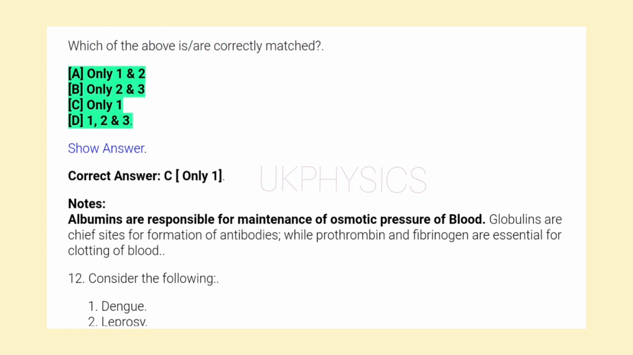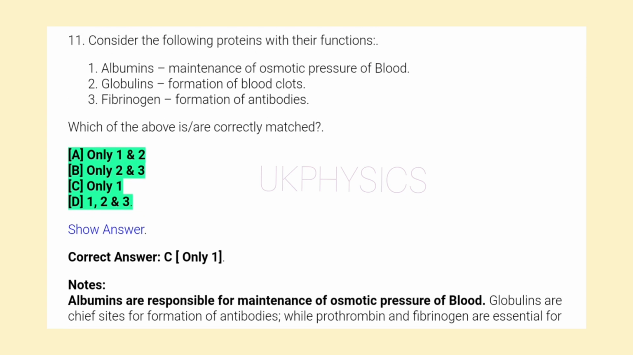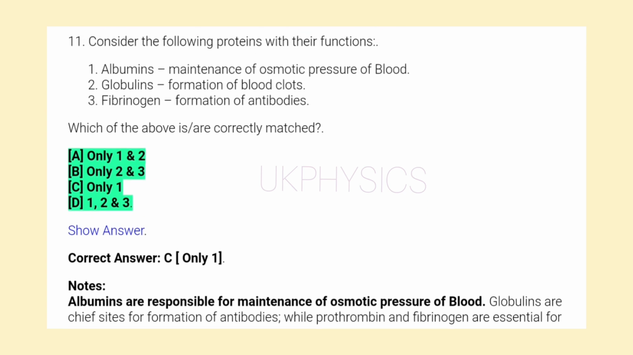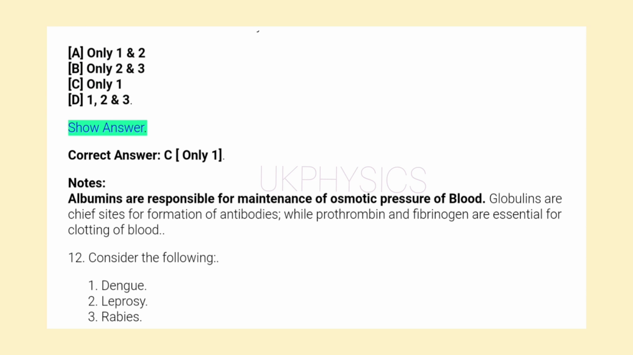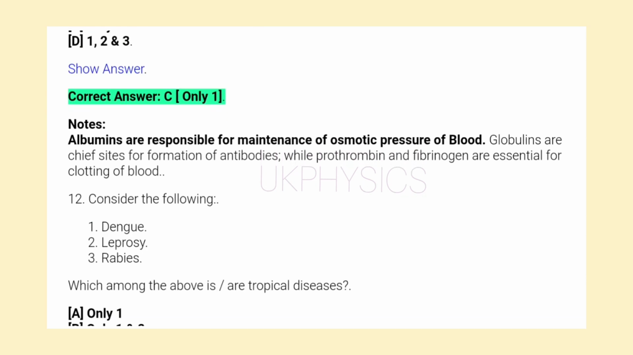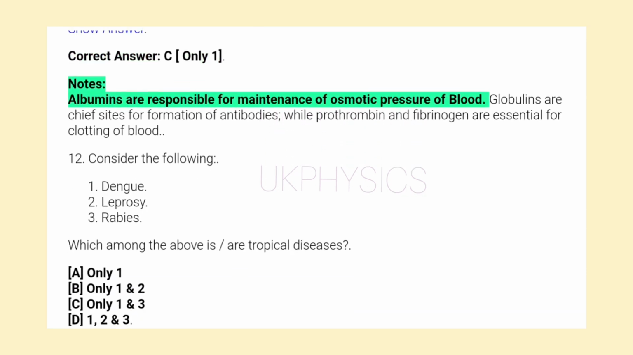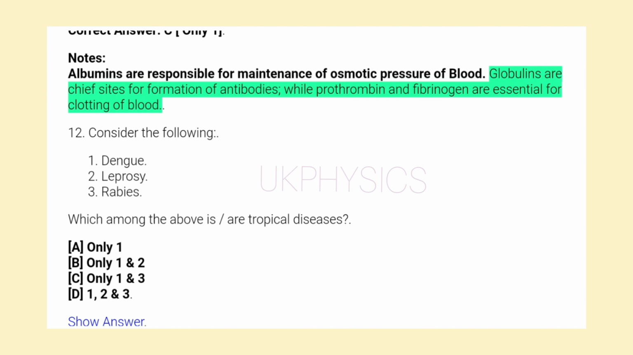A. Only 1 and 2, B. Only 2 and 3, C. Only 1, D. 1, 2 and 3. Show answer. Correct answer, C. Only 1. Notes: albumins are responsible for maintenance of osmotic pressure of blood. Globulins are chief sites for formation of antibodies, while prothrombin and fibrinogen are essential for clotting of blood.